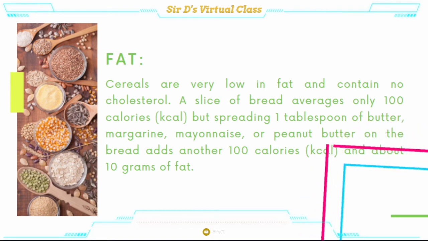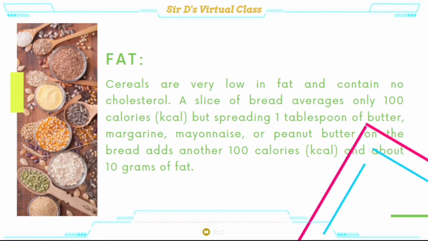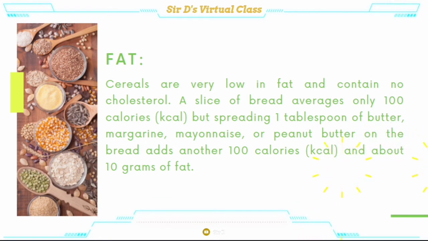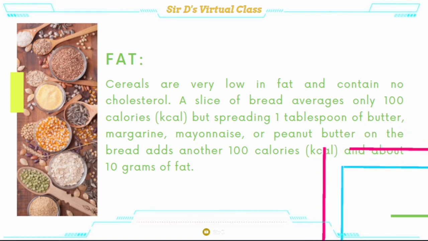Fat. Cereals are very low in fat and contain no cholesterol. A slice of bread averages only 100 calories, but spreading a tablespoon of butter, margarine, mayonnaise, or peanut butter on the bread adds another 100 calories and about 10 grams of fat.